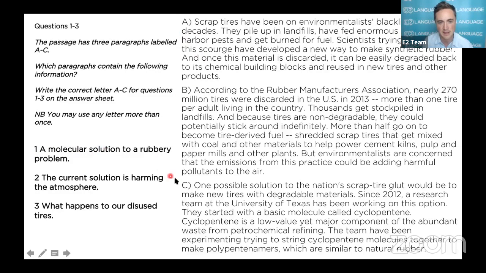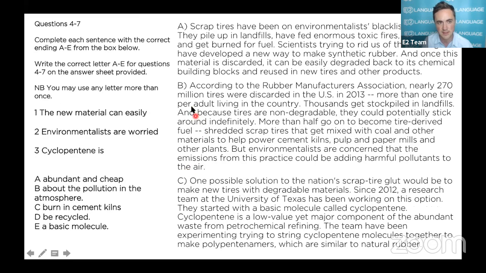Is it A, B, or C, for example? The second lot of questions are the matching sentence endings. It says complete each sentence with the correct ending, A to E. So the new material can easily, abundant and cheap, about the pollution in the atmosphere. You have to match this to one of these based on information in the paragraphs.